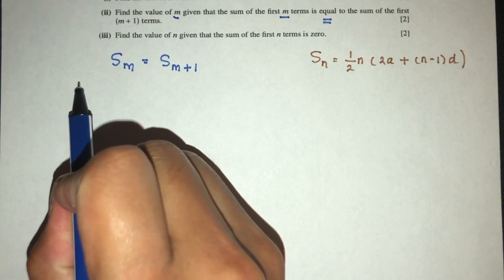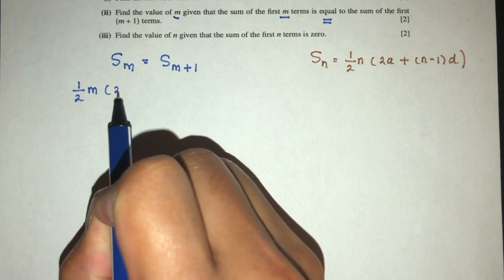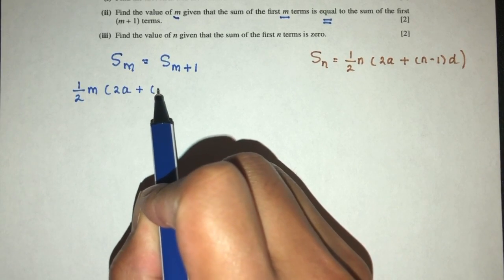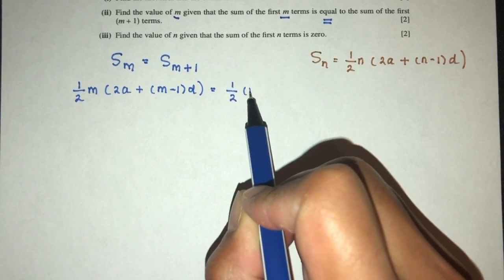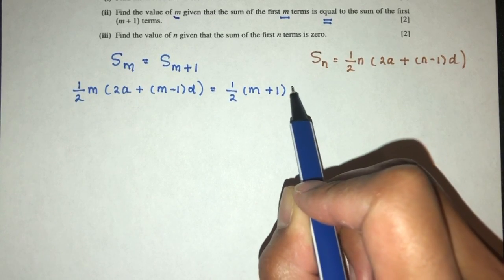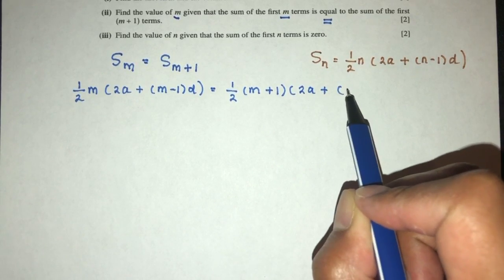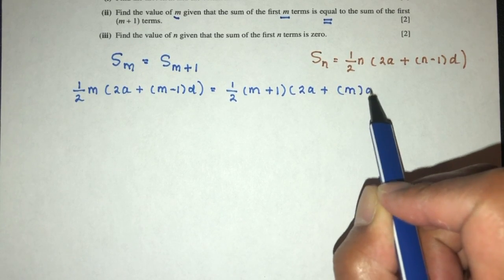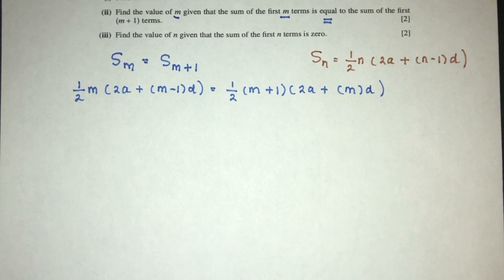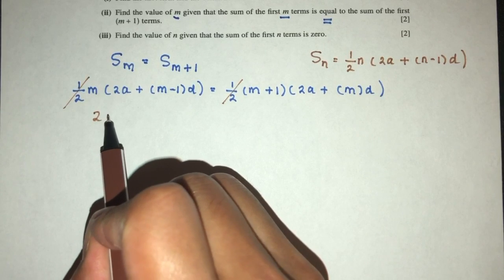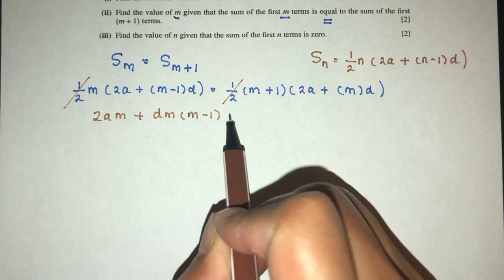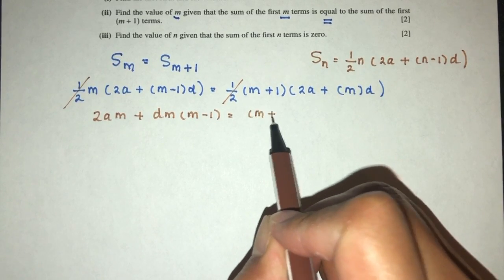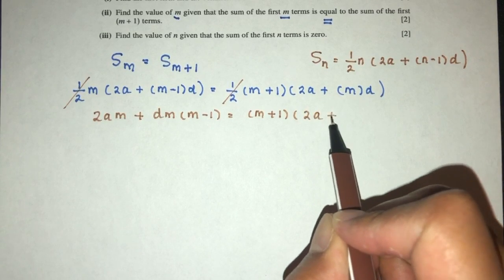On this side you will have half times m times 2a plus m minus 1 times d is equal to half times m plus 1 times 2a plus m plus 1 minus 1, which should be just m times d. Now we can simplify. Half will cancel out, right? And then let's expand. You will have m times 2a plus d times m minus 1 is equal to m plus 1 times 2a plus dm.